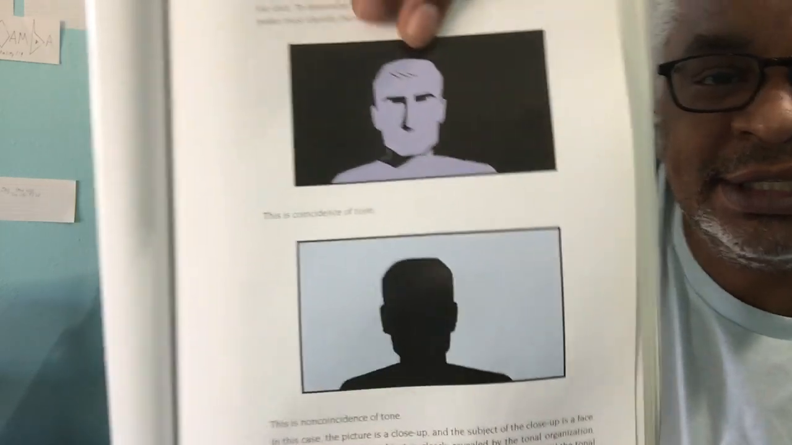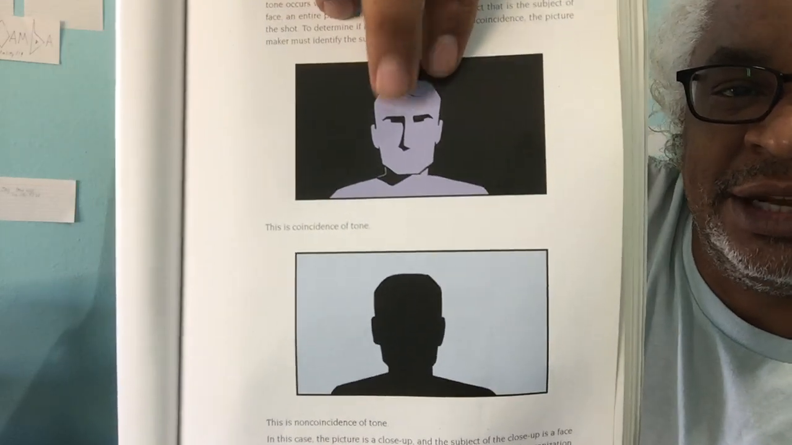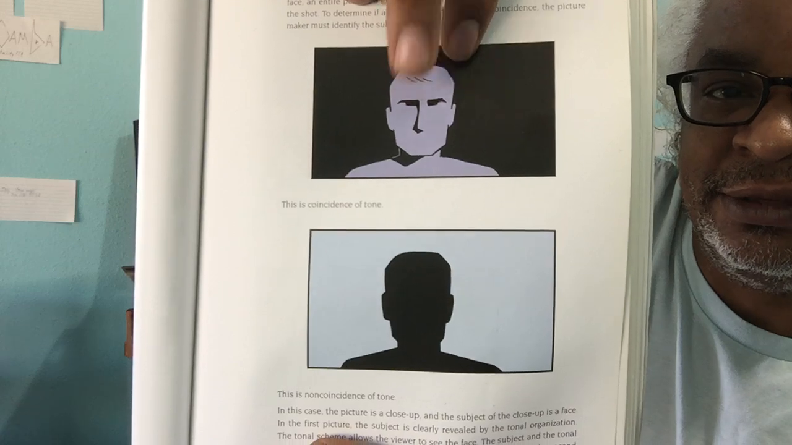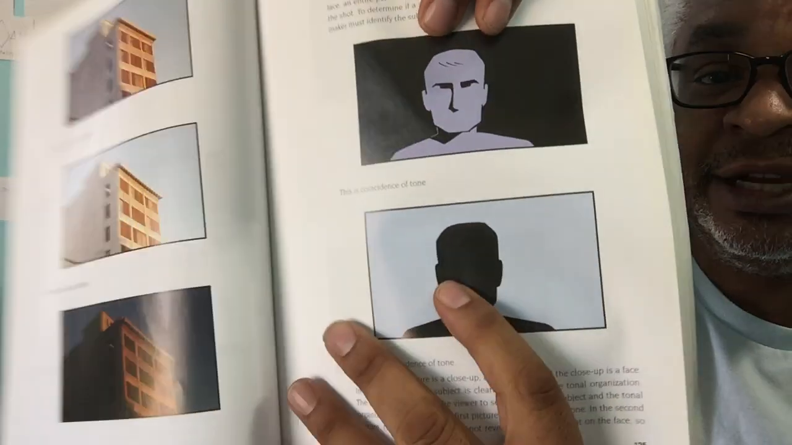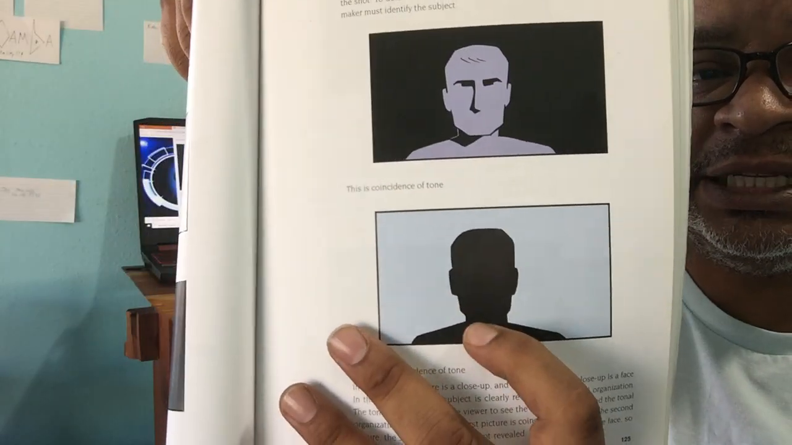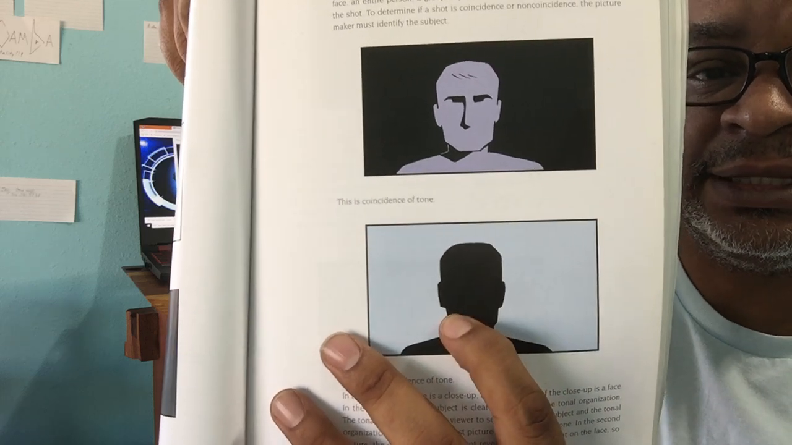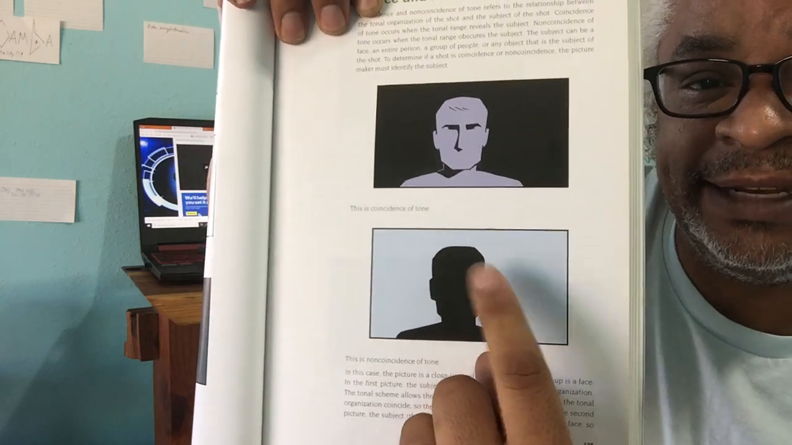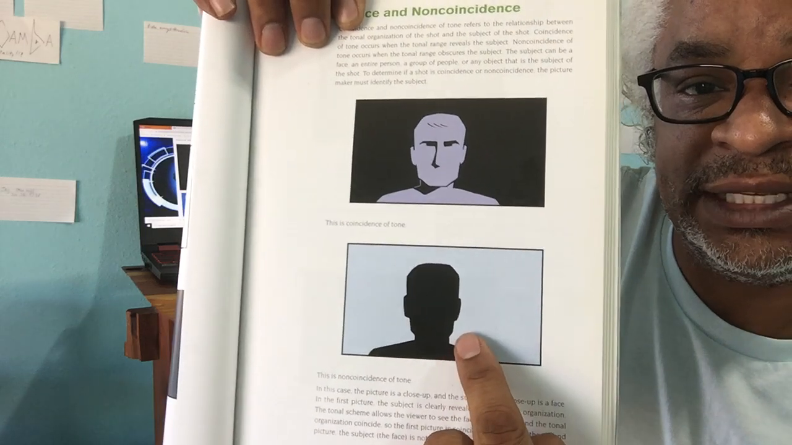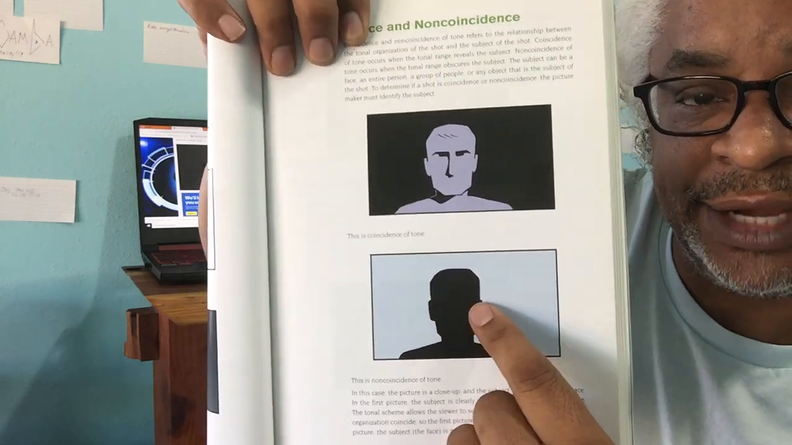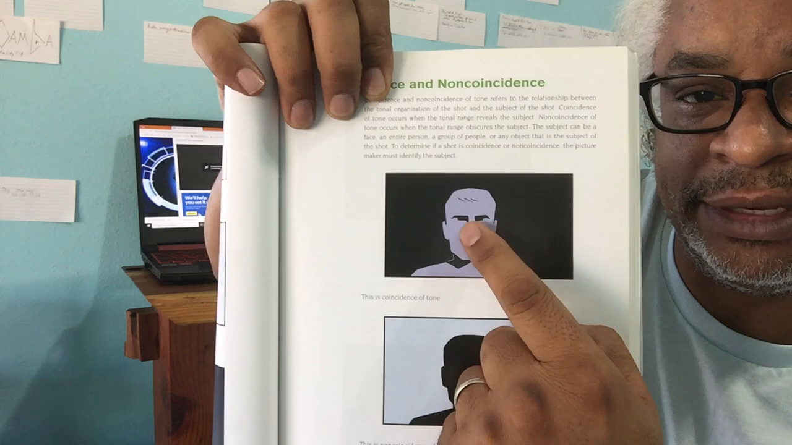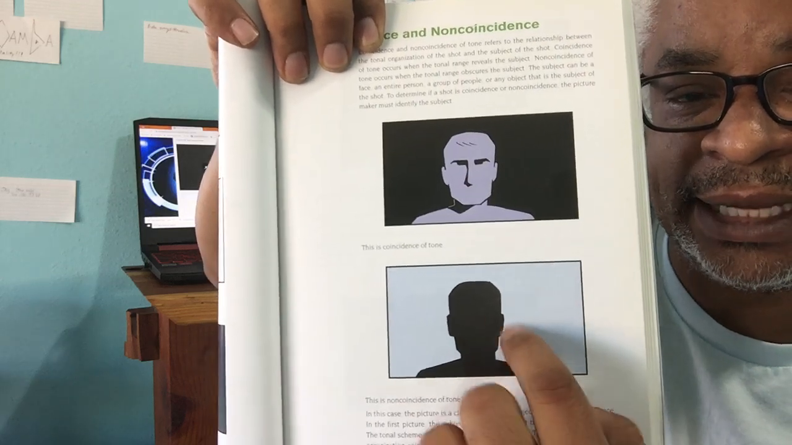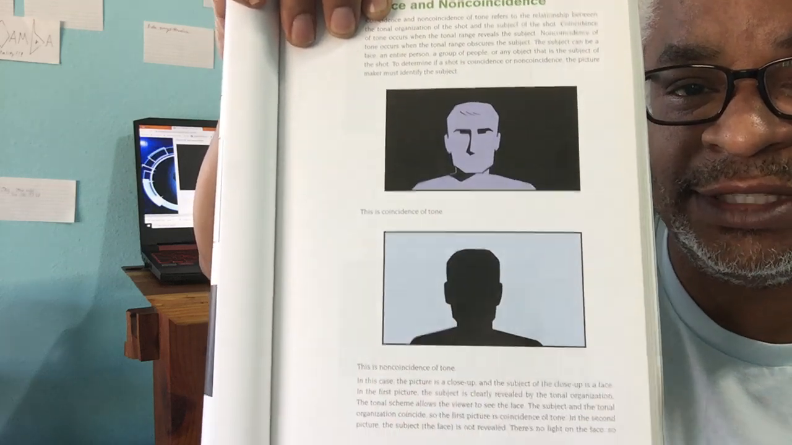So here we have the light. This is a representation of a photo where the light is actually on his face and we get facial details, which is coincidence. But here we don't have the light on his face where we miss the details. It's only silhouette, non-coincidence. So make sure you can identify the difference between coincidence and non-coincidence. Coincidence, the light is on the face and it illuminates the details. Non-coincidence, the light is not on the subject and we don't get those details. Okay? That's coincidence and non-coincidence of tone.